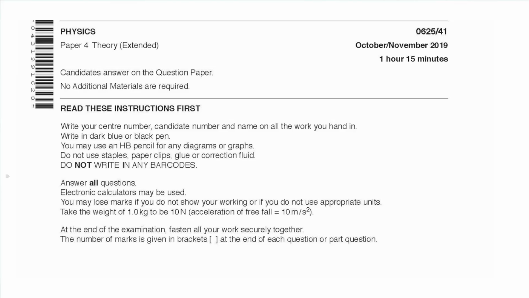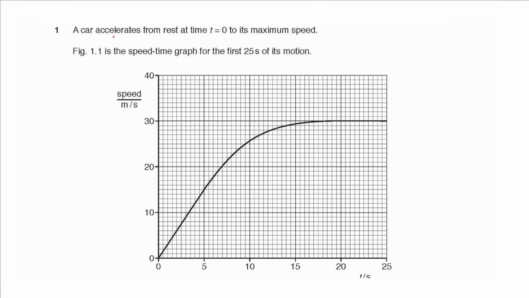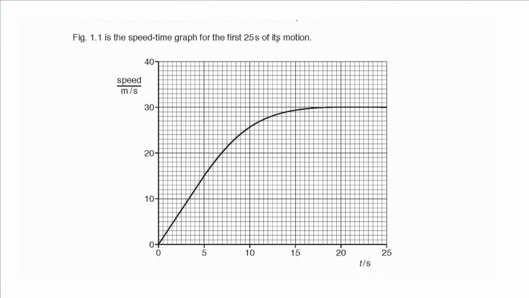In this video I will be solving the paper 4 exam for October-November 2019 variant 1. So let's get started. Question 1 says a car accelerates from rest at time t equals 0 to its maximum speed. Figure 1.1 is a speed time graph for the first 25 seconds of its motion.